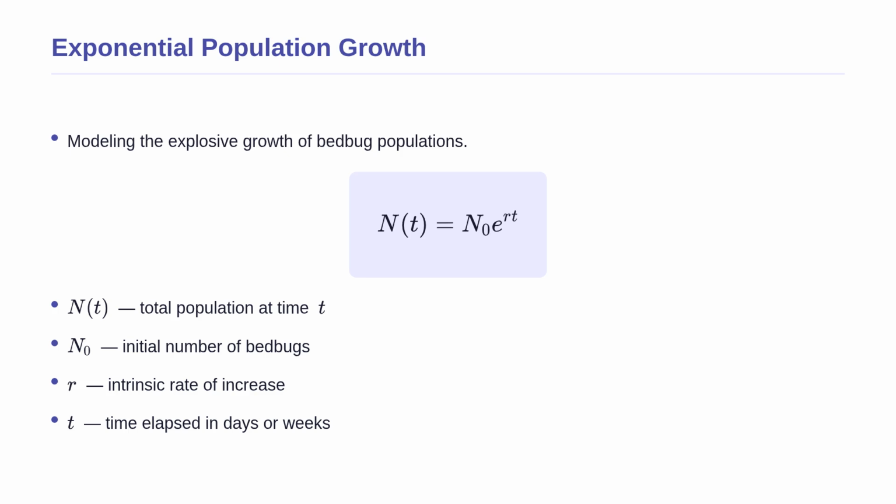N of T represents the total population of bedbugs at a specific time. N0 stands for the initial number of bedbugs that started the infestation. The letter E is the mathematical constant, approximately 2.718, which naturally describes continuous growth. The variable R is the intrinsic rate of increase, depending on egg laying and survival rates. Finally, T is the time elapsed. If the room temperature increases, the growth rate R goes up, causing the total population to skyrocket much faster.